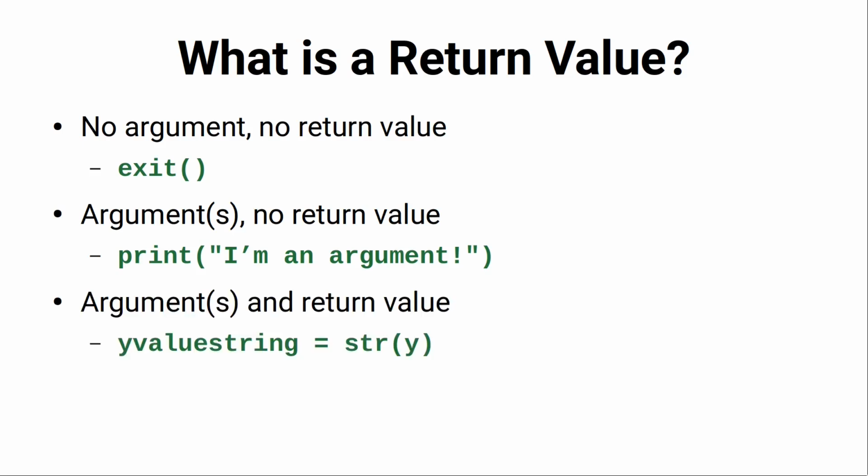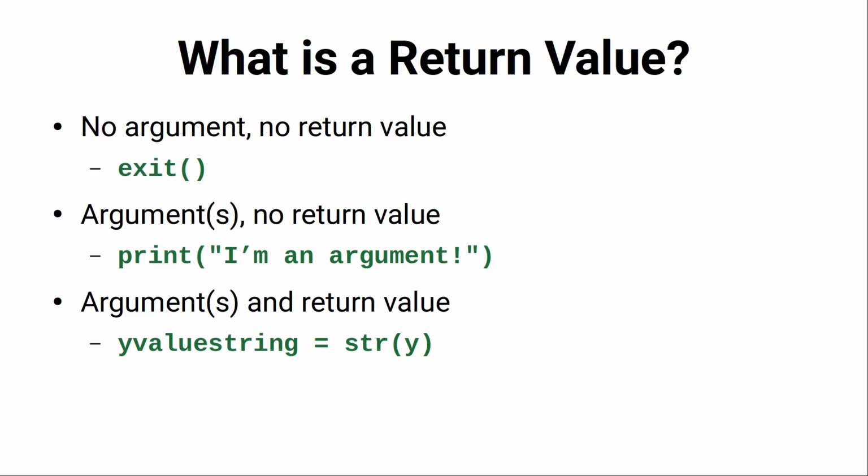The str function has both input arguments and a return value. That means when we call the function, it results in a value that we can use in our program. For instance, we assign that value to a variable like this: y_value_string equals str parens y. This will define a new variable named y_value_string, and it will contain just what it says it does, the value of y converted to a string. The str function takes something that isn't a string, like an integer, and converts it to a string, and returns that string so that it can be used for another purpose, like printing to the shell.